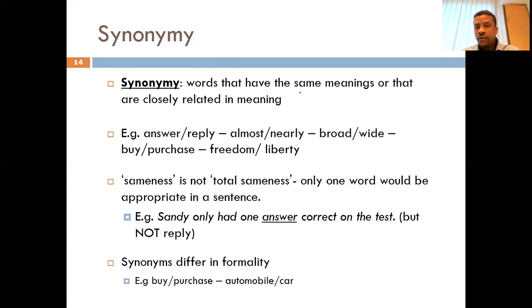Synonym means words have the same meaning or at least closely related meaning. But we also say that same meaning doesn't mean that one can substitute the other in a sentence. In some cases, it's not possible. So answer and reply, broad and wide, buy and purchase, freedom and liberty, as you can see, they have sameness to some level.